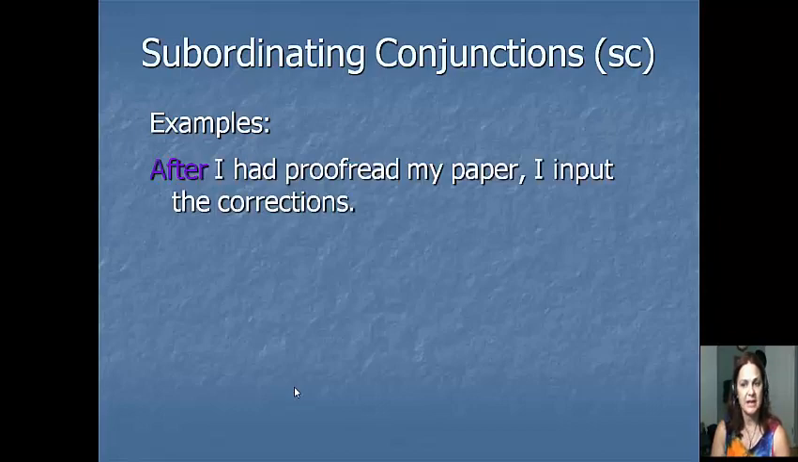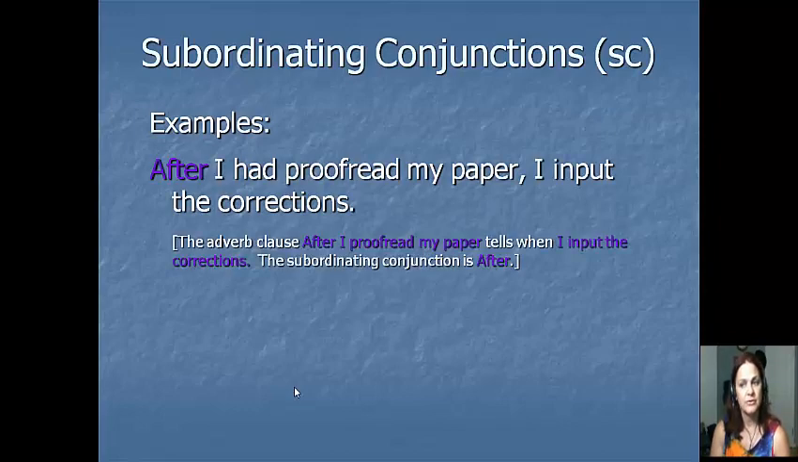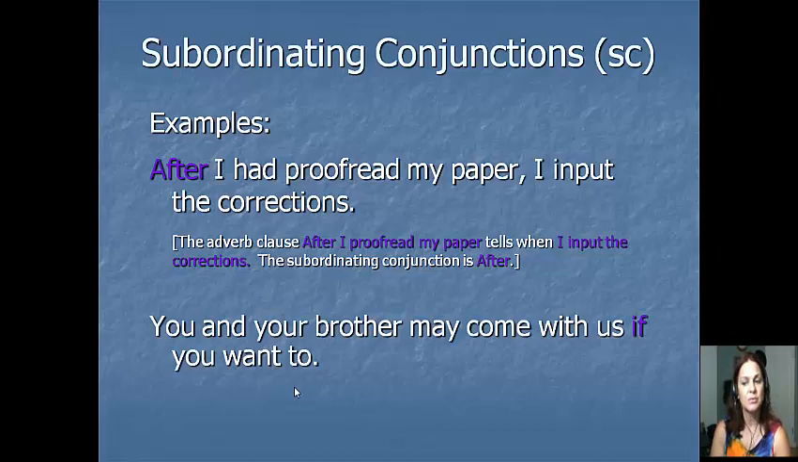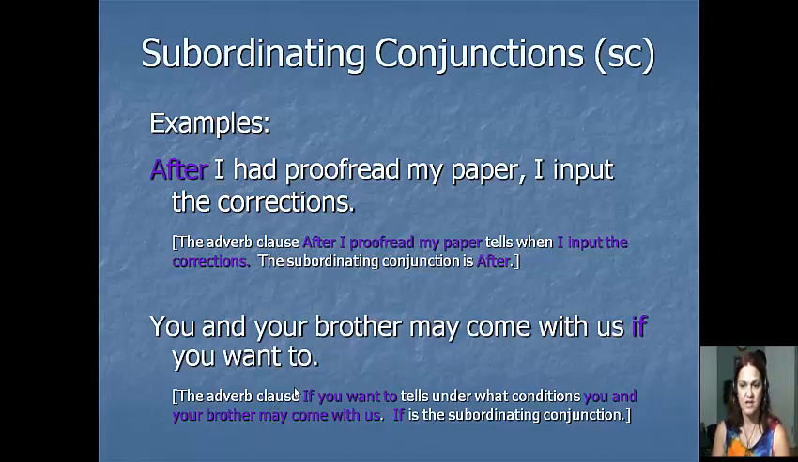An example of a subordinating conjunction is: after I proofread my paper, I input the corrections. So the adverbial clause "after I proofread my paper" tells when I input the corrections, and your subordinating conjunction is "after." You and your brother may come if you want to. So the adverbial clause, "if you want to," tells under what conditions you and your brother may come. And "if" is working as a subordinating conjunction. So these are called subordinating conjunctions.